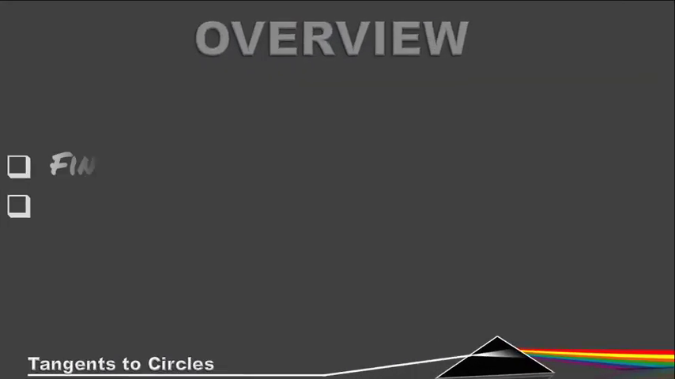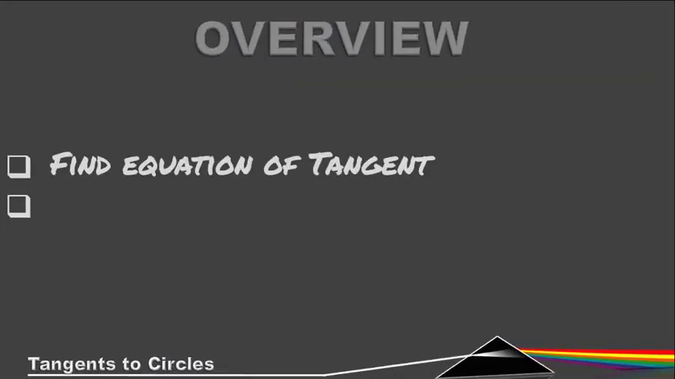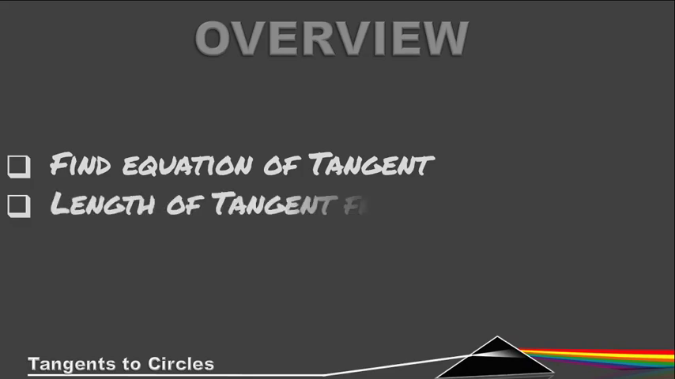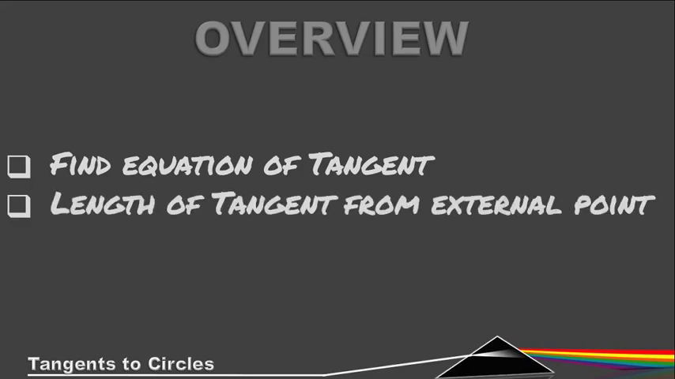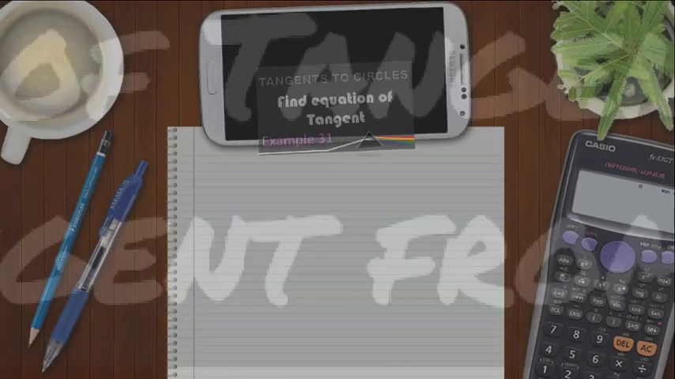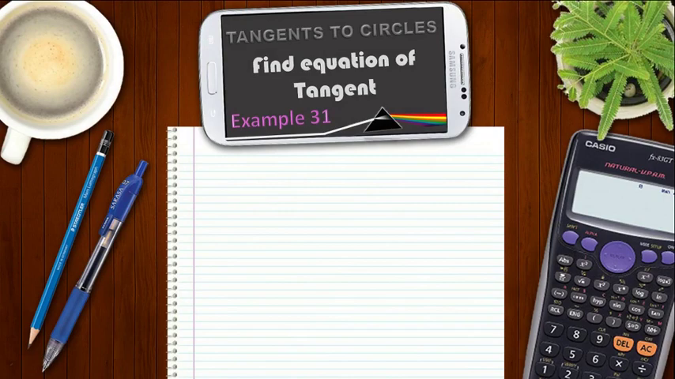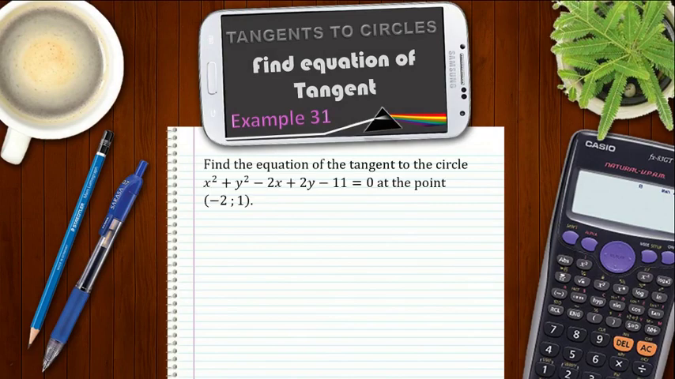Now in this video, we are going to start by finding the equation of a tangent. And then we're going to look at lengths of a tangent from an external point. So the first example where we find the equation of a tangent says, find the equation of the tangent to the circle x squared plus y squared minus 2x plus 2y minus 11 equals 0 at the point minus 2 and 1. Right, now what we need to do is we have the equation of the circle.